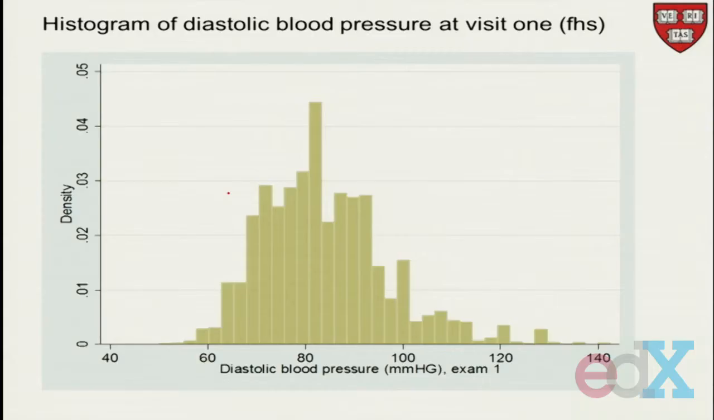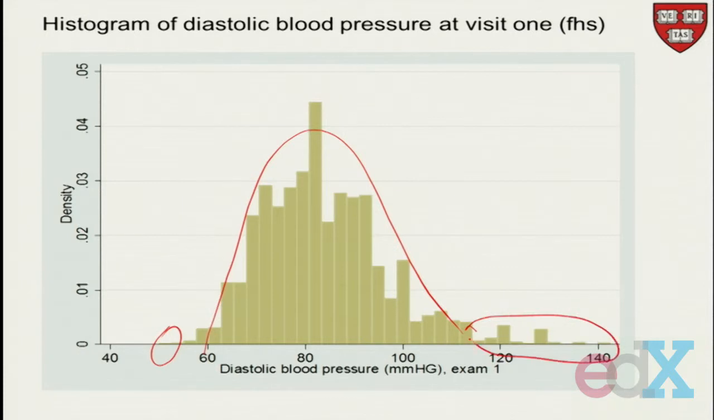Well, when you do that, you come up with what is called a histogram. So here's a histogram of the diastolic blood pressure at visit 1 for our Framingham heart study. So we get an idea of how these data are distributed. There's a little bit down here. The mass of the data is sort of in there, but then there's quite a bit of stuff going on down here.